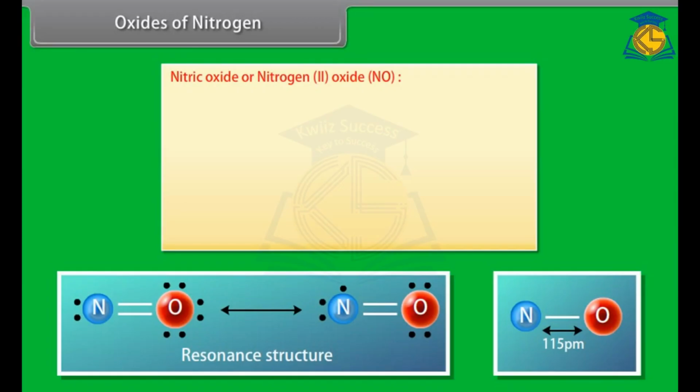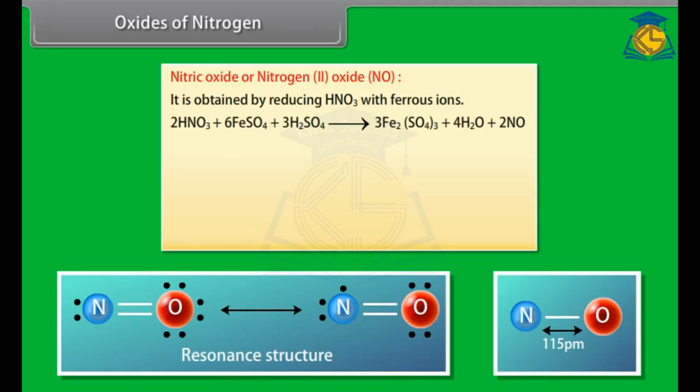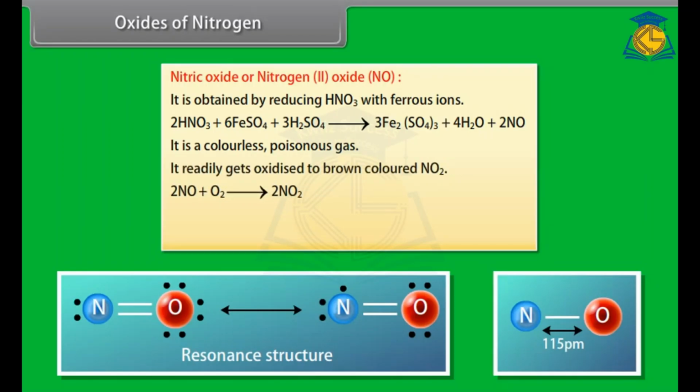Nitric oxide or nitrogen 2 oxide. It is obtained by reducing HNO3 with ferrous ions. It is a colorless, poisonous gas. It readily gets oxidized to brown-colored NO2.